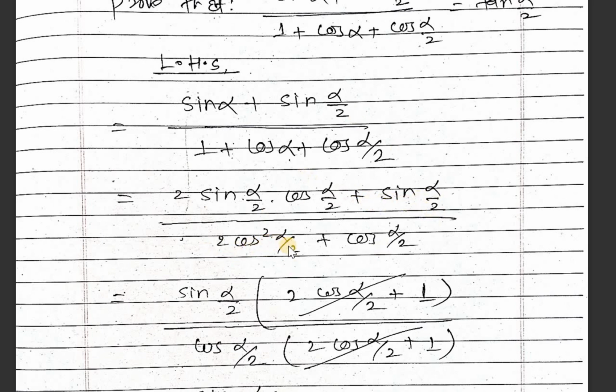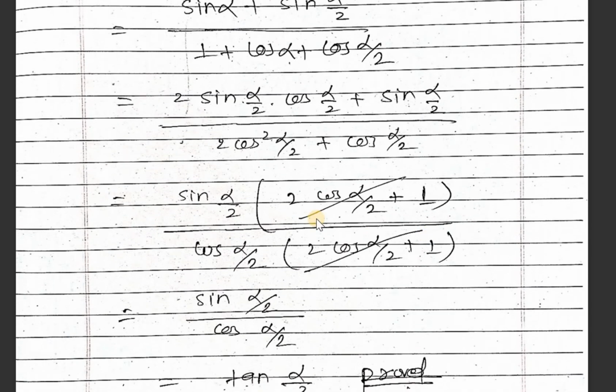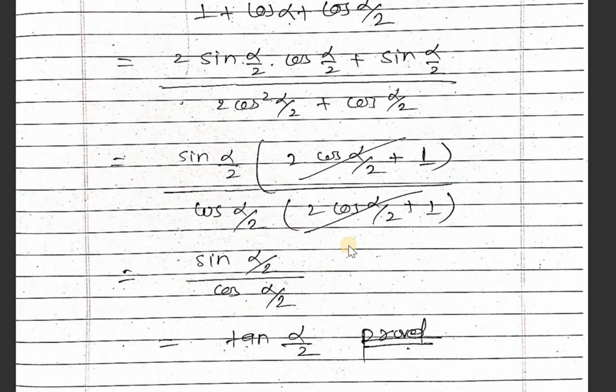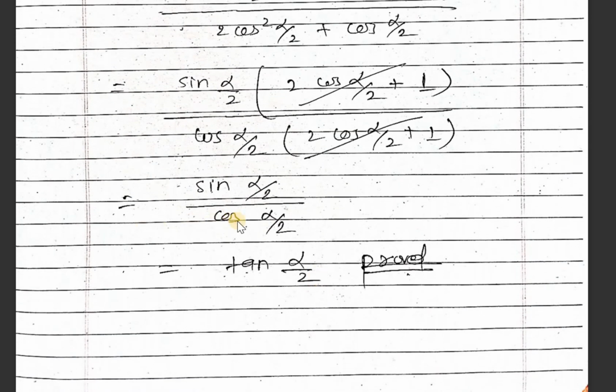(1 + cos α/2). In the place of 1 + cos α you can write 2 cos² α/2, plus cos α/2. Then take sin α/2 common in the numerator: sin α/2 (2 cos α/2 + 1), and in the denominator taking cos α/2 common, so (2 cos α/2 + 1). This one and this one cancel, then sin α/2 upon cos α/2, then you can get tan α/2.